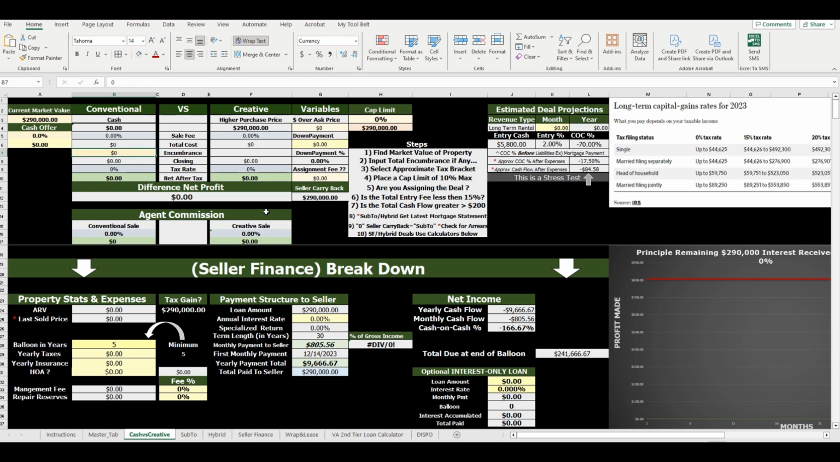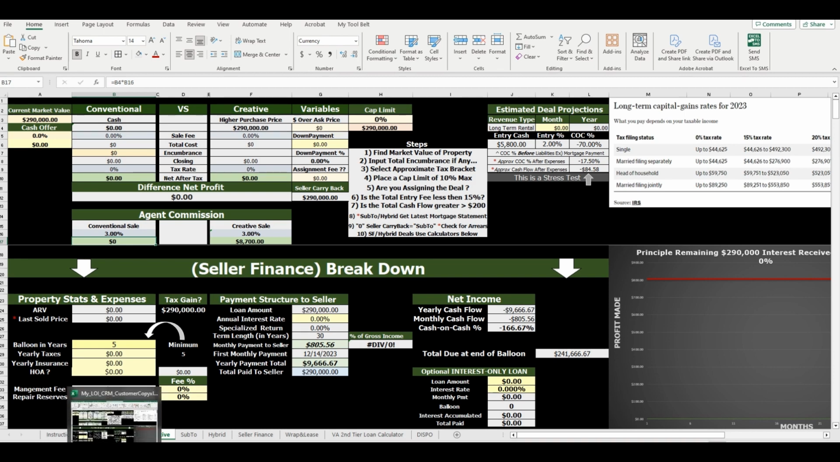Should there be a lien associated with the property, let's say there was a lien for $5,000, you would include that as part of the encumbrance. In this case, there is no lien. The next thing that we could fill out is the agent commission. It's going to be a standard 3%.